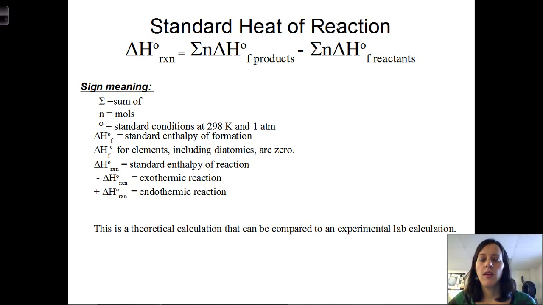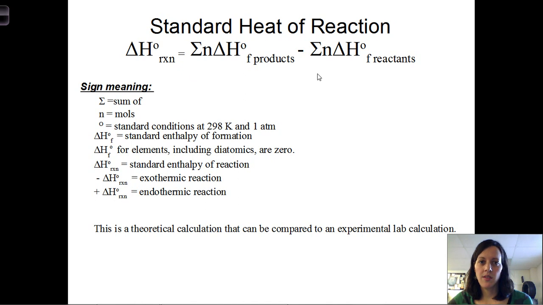Now this standard heat of reaction is a theoretical calculation, and this is what's often used when comparing lab results. So if you had the experimental heat of reaction, if you had calculated that, you would compare this to your standard heat of reaction. And obviously you would need to adjust if you weren't at standard conditions, but it would give you some idea of what your percent error was in that particular lab. So it's the change in energy for that specific reaction.